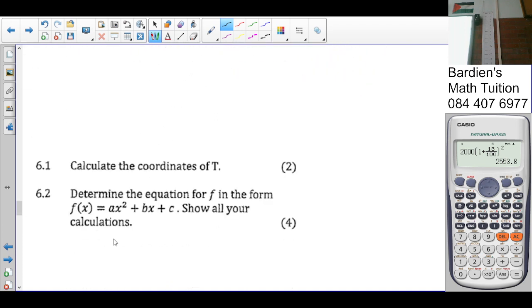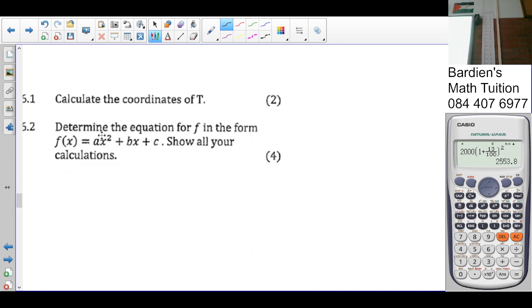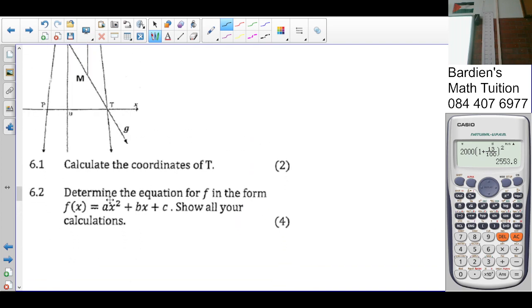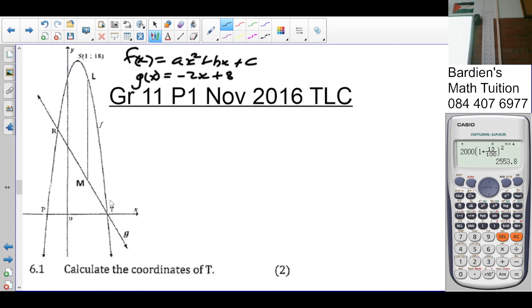Right, the first question says, calculate the coordinates of t. Calculate the coordinates of t. So if you're looking at t, question 6.1, the coordinate of t, which is this point here. So t is what to us?